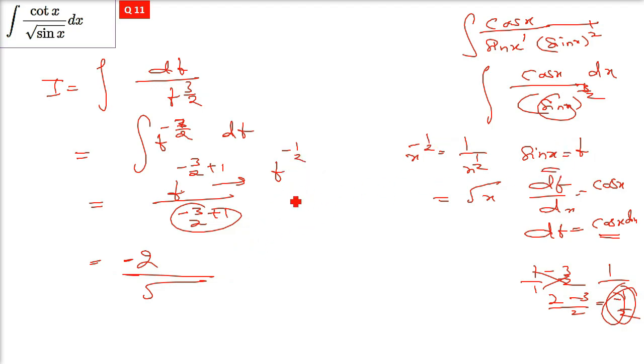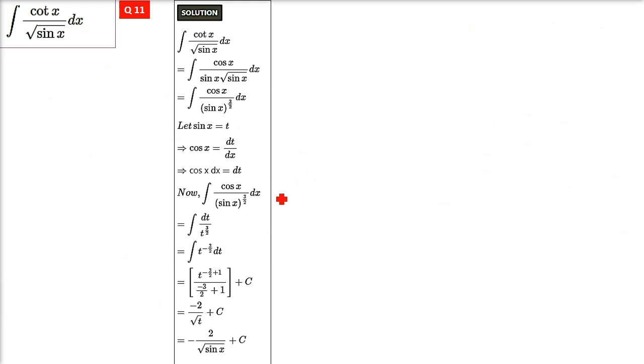What was t? Sin x. Let us replace it here only. So negative 2 divided by under root sin x plus constant of integration. Alright, so this is the result I was talking about. All this is what you have to write actually.